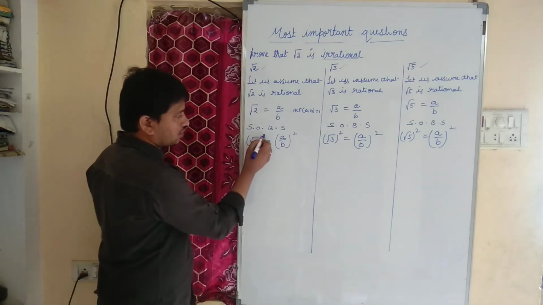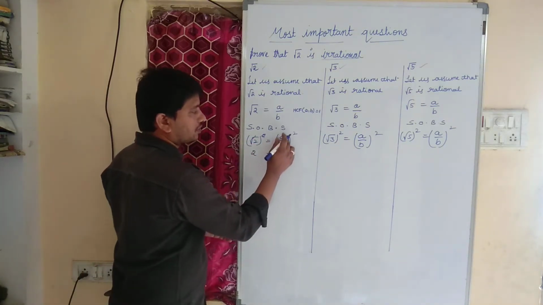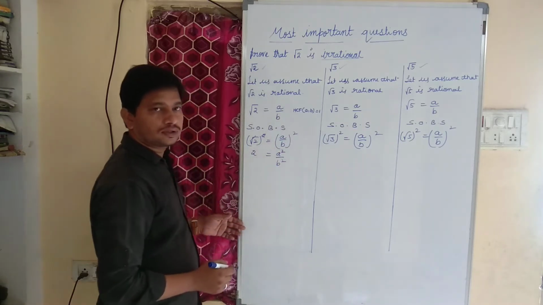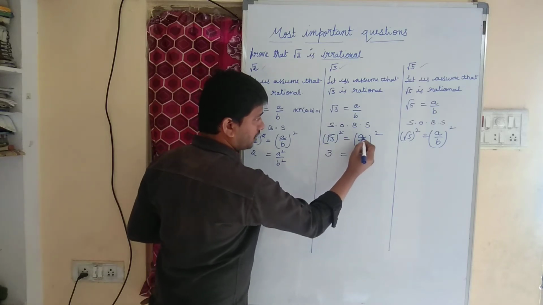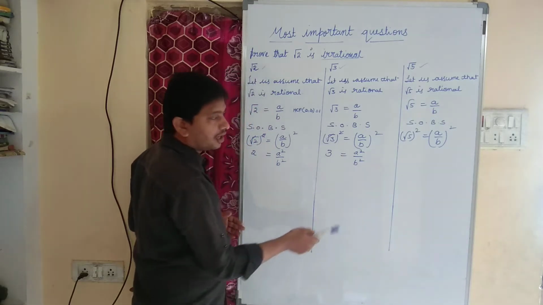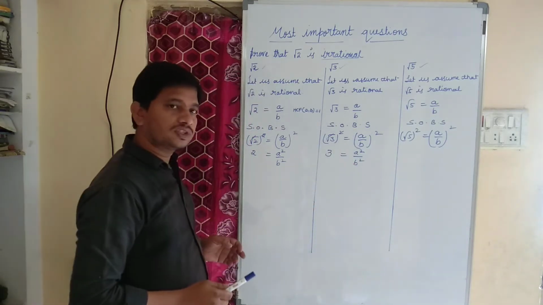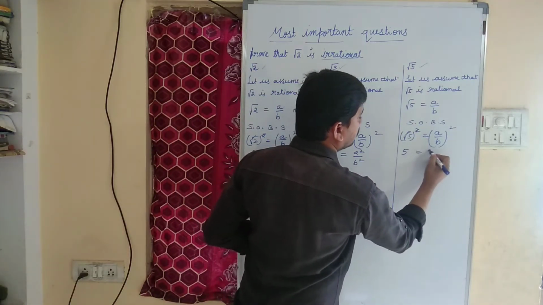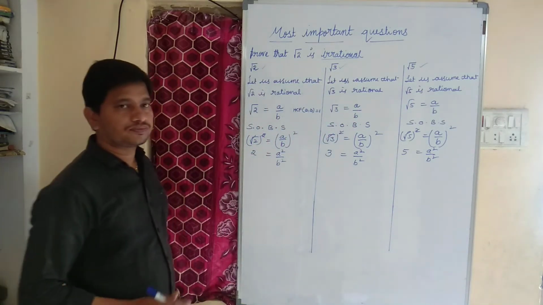Okay. So square root cancel. 2 equal to a square by b square. Here also square root cancel. 3 equal to a square by b square. I mean, square belongs to numerator as well as denominator. Right? Here also square root cancel. 5 equal to a square by b square. Is it clear, children? Yes.